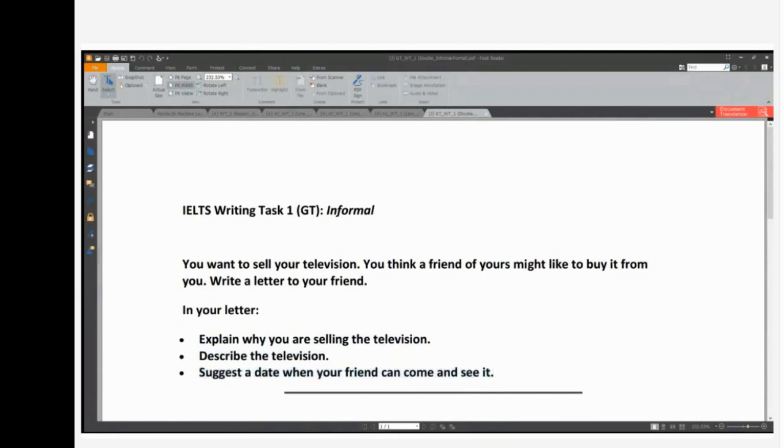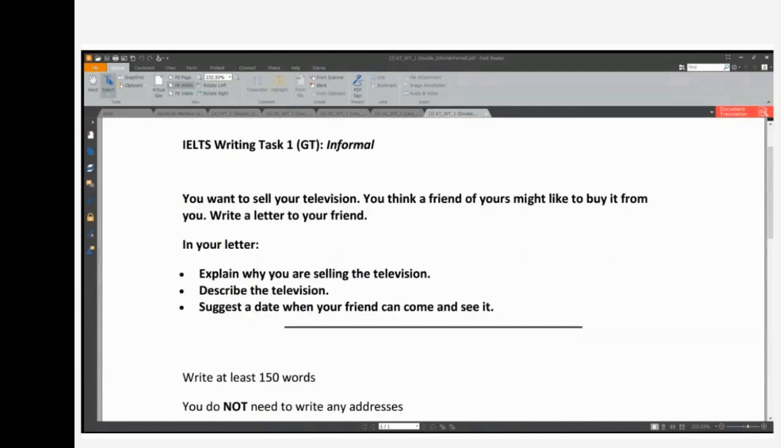So just like writing task 1 for academic module, you also have to write at least 150 words here. This is an informal letter, so the tone and the conversation of the letter will not be formal. It will be quite easygoing. As you are talking to your friend, we have to make sure that our writing style and the flow of the writing is as realistic as possible.